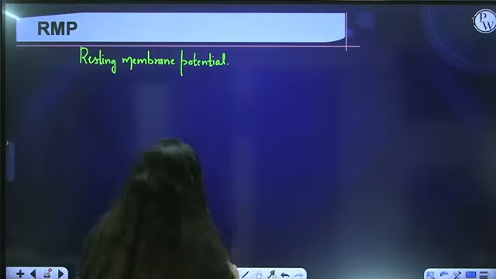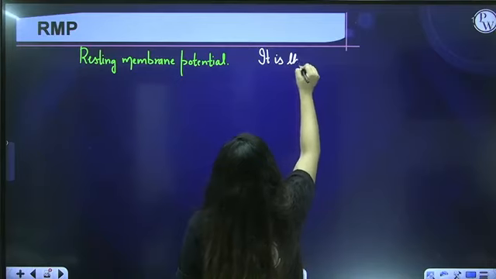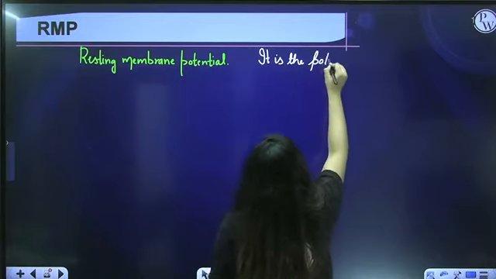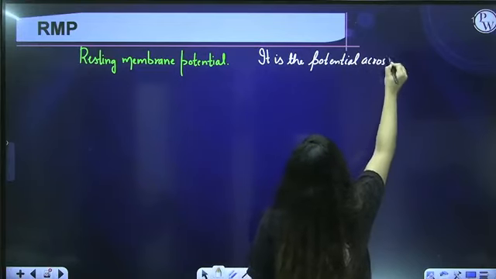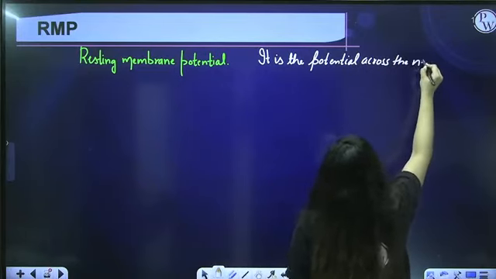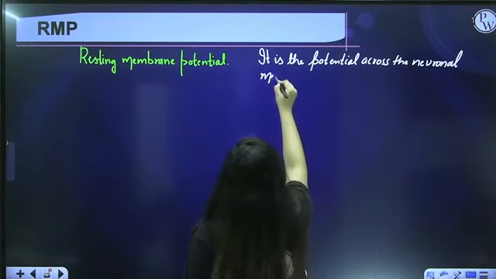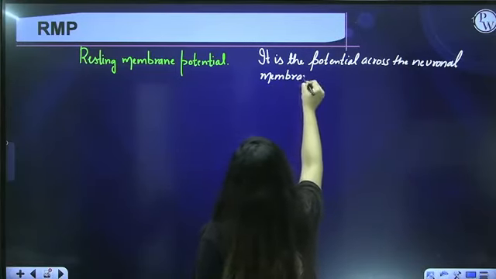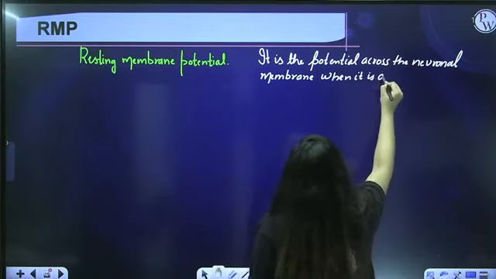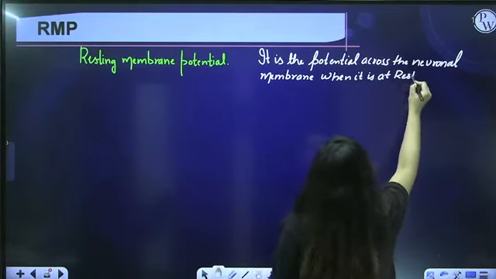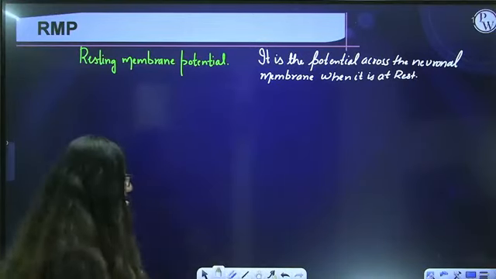So what is resting membrane potential? It is the potential across the neuronal membrane when it is at rest. When it is not doing anything, it is completely at rest, right? So let's see what that is.